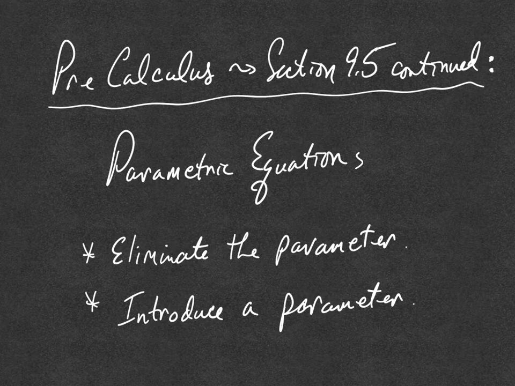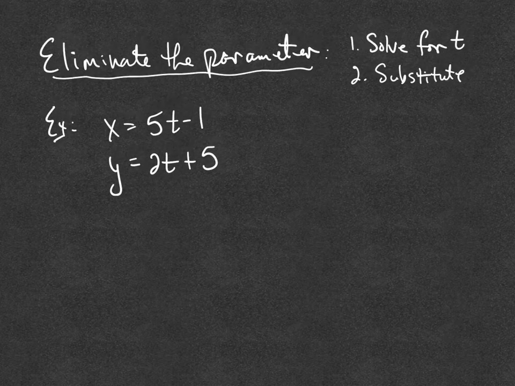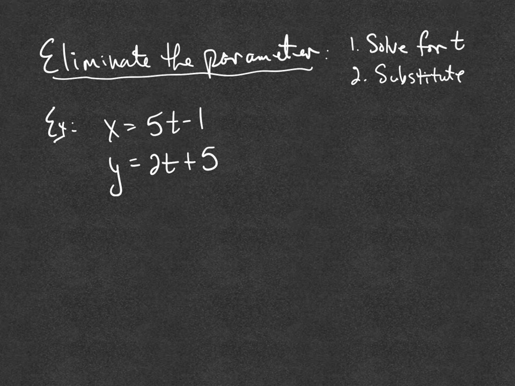Okay, so just to show you some examples of how this works, if I were to give you a pair of equations written in parametric form, meaning x is equal to 5t minus 1, y is equal to 2t plus 5, x is in terms of time, y is in terms of time. And I wanted you to eliminate the parameter, meaning I want you to rewrite the equations without time.